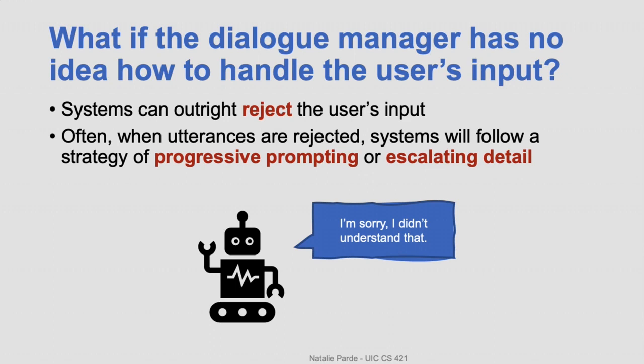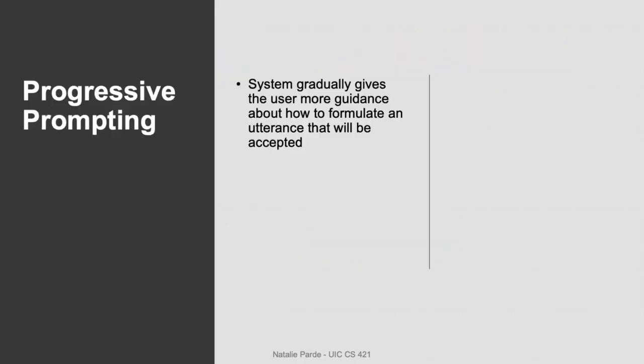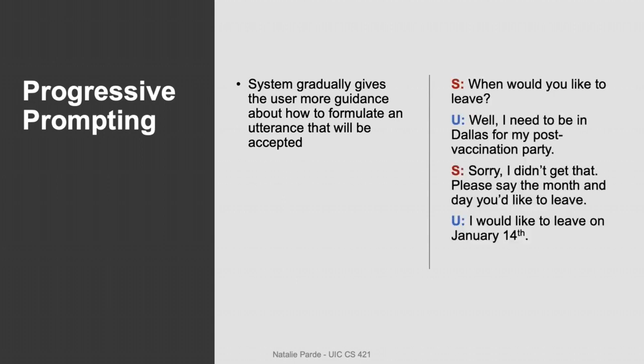Sometimes the dialogue manager will simply have no idea how to handle the user's input, and this is most often the case if a user says something that is completely outside the realm of the expected context. In these cases, systems can reject the user's input and then follow a strategy of progressive prompting to elicit the desired information. In progressive prompting, the system gradually gives the user more guidance regarding the information that it needs. An example of this is shown.